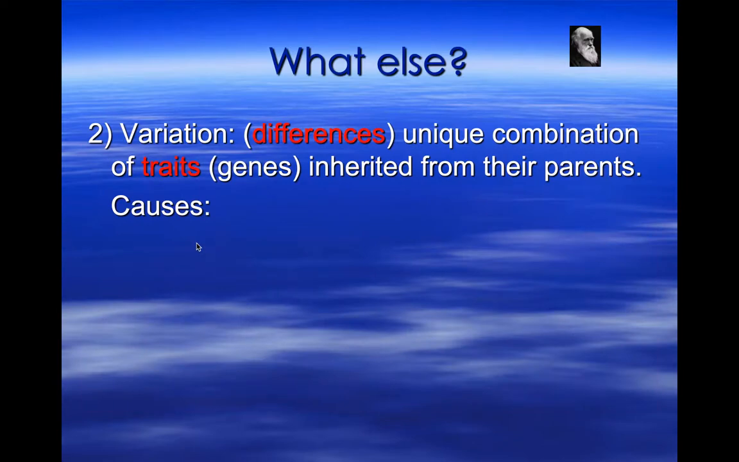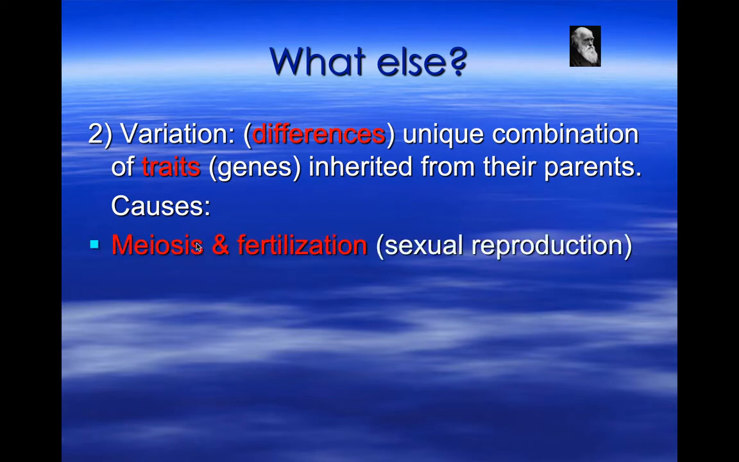So what else do you need for natural selection? You definitely need variation in a population. Variation is those differences in traits. And through sexual reproduction, you get a unique combination of traits or genes that you inherit from your parents. We discussed in the last unit how you get variation. Meiosis and fertilization are the two main causes of variation. In meiosis, you get random chromosomes when the cell is dividing to make sperm and egg.